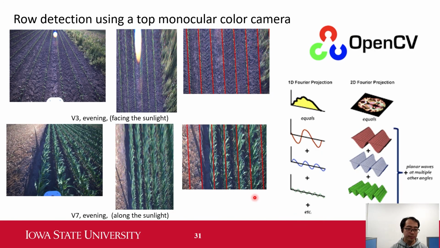In addition, we implemented another algorithm which uses a top monocular color camera for robot navigation when the crop plants are short. This algorithm uses 2D Fourier transform. That's since the crop rows are just like a sequence of waves. They have the same spacing, right? So that fits the concept of Fourier transform pretty well. That algorithm was implemented using the OpenCV library, which is a library mainly designed for computer vision applications.